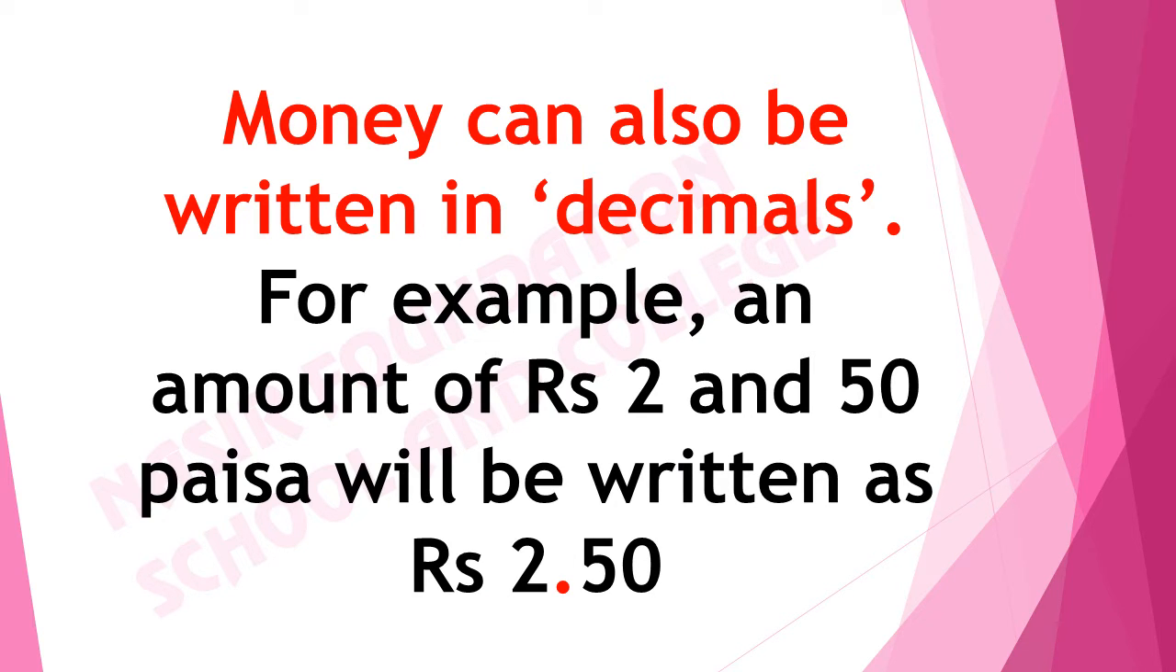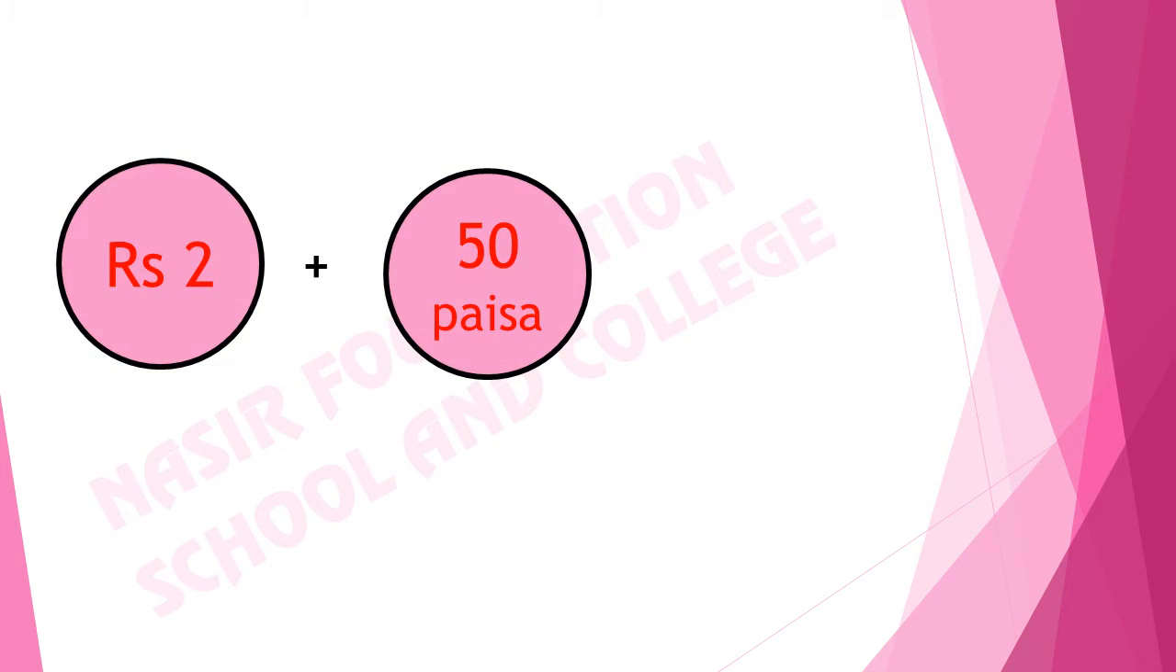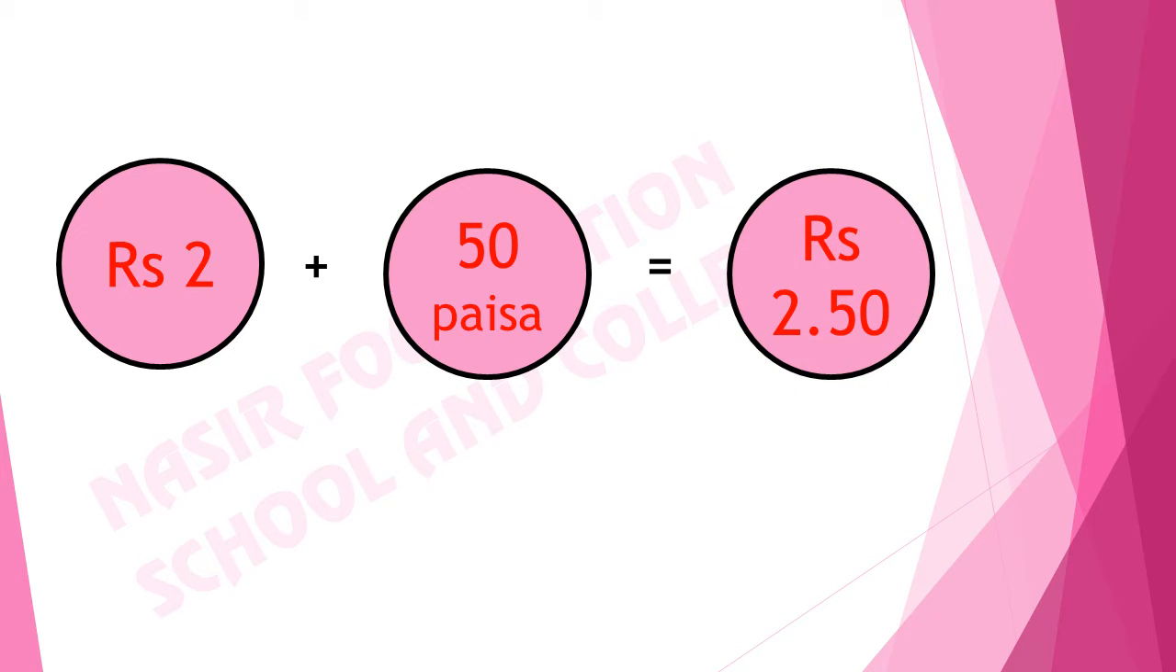Money can also be written in decimals. For example, an amount of rupees 2 and 50 paisa will be written as rupees 2.50. I repeat, an amount of rupees 2 and 50 paisa will be written as rupees 2.50. It means rupees 2 and 50 paisas make rupees 2.50 or 2 rupees and 50 paisas.